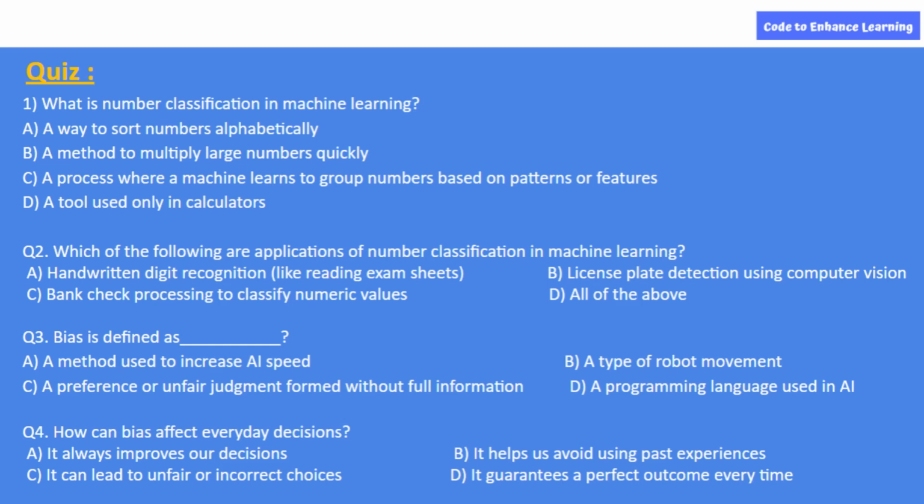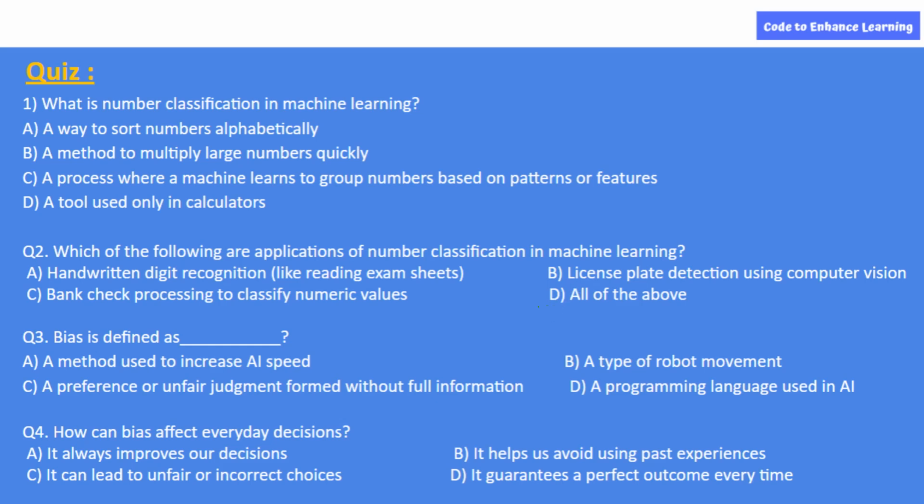So let's check your understanding with a quick quiz. Question number 1 is, what is number classification in machine learning? So you have 5 seconds to guess the correct answer and your time starts now. I hope you guessed the correct answer, and the correct answer is option C. Second question, which of the following are applications of number classification in machine learning? Again, you have 5 seconds to guess the correct answer and your time starts now. So the correct answer is option D.